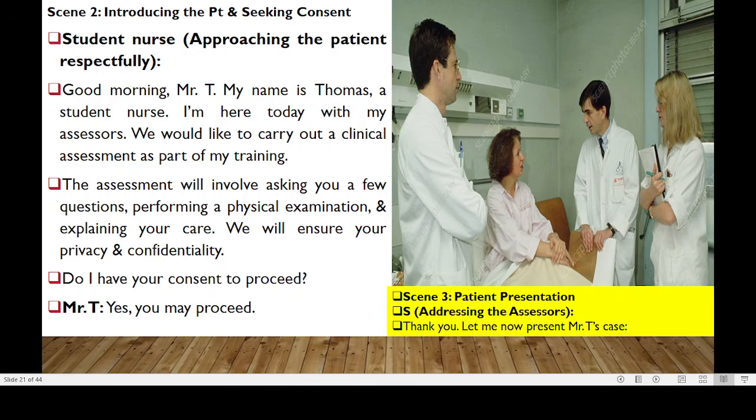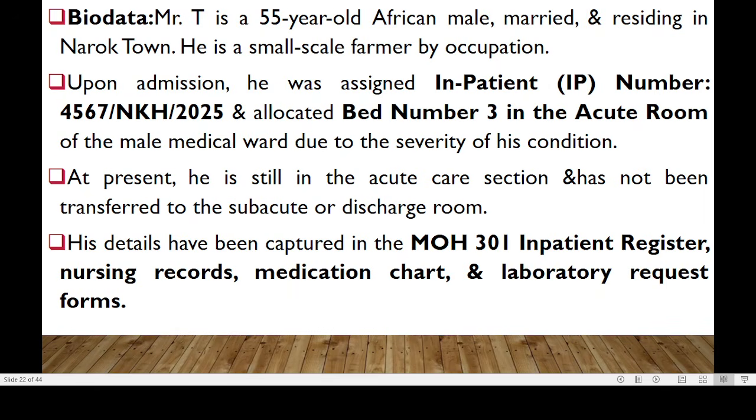Let me now present Mr. T's case. So Mr. T is a 55-year-old African male, married, residing in Narok town. He's a small-scale farmer by occupation. Upon admission, he was assigned an inpatient number and allocated bed number 3 in the acute room of the male medical ward due to the severity of his condition.